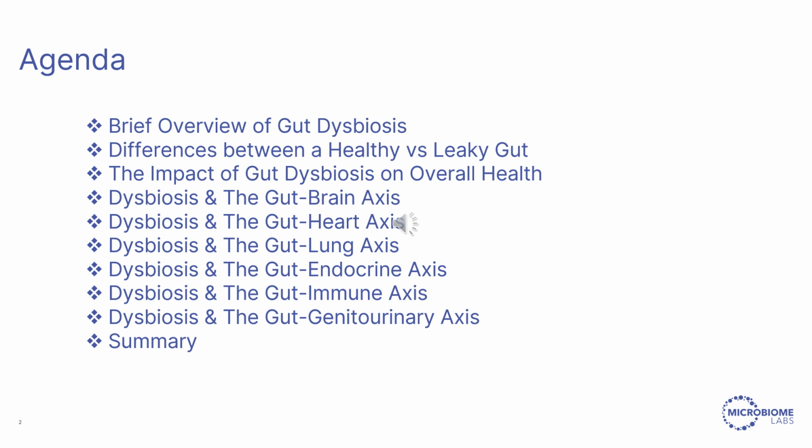During our time together today, we'll start with a brief overview of gut dysbiosis. We'll discuss the differences between a healthy and a leaky gut, and then we'll get into the details of the impact of gut dysbiosis on our overall health. We'll cover the gut-brain axis, gut-heart, gut-lung, gut endocrine, gut immune, and then we'll end with the gut genitourinary axis. Let's jump right on in.